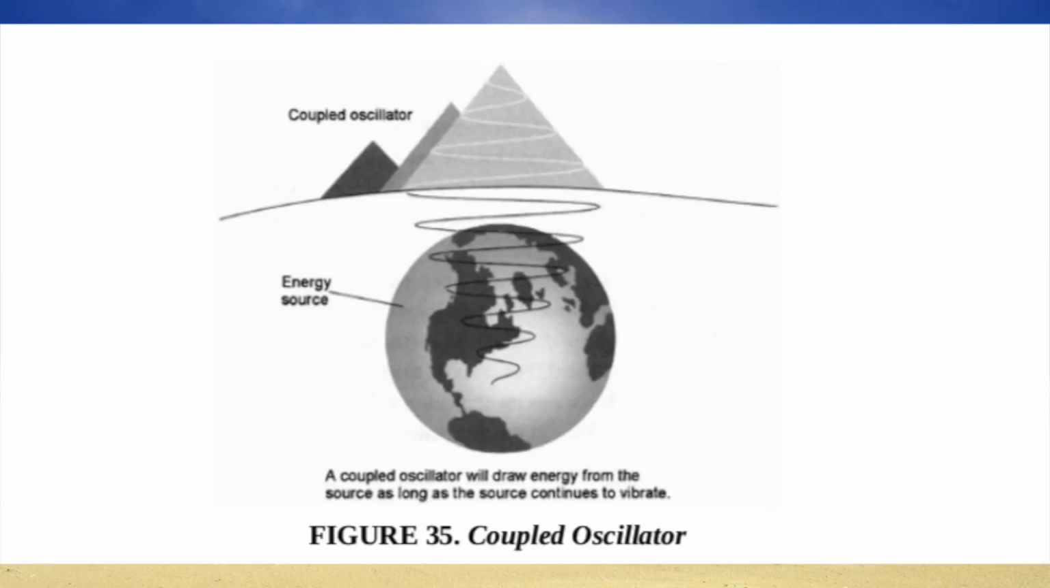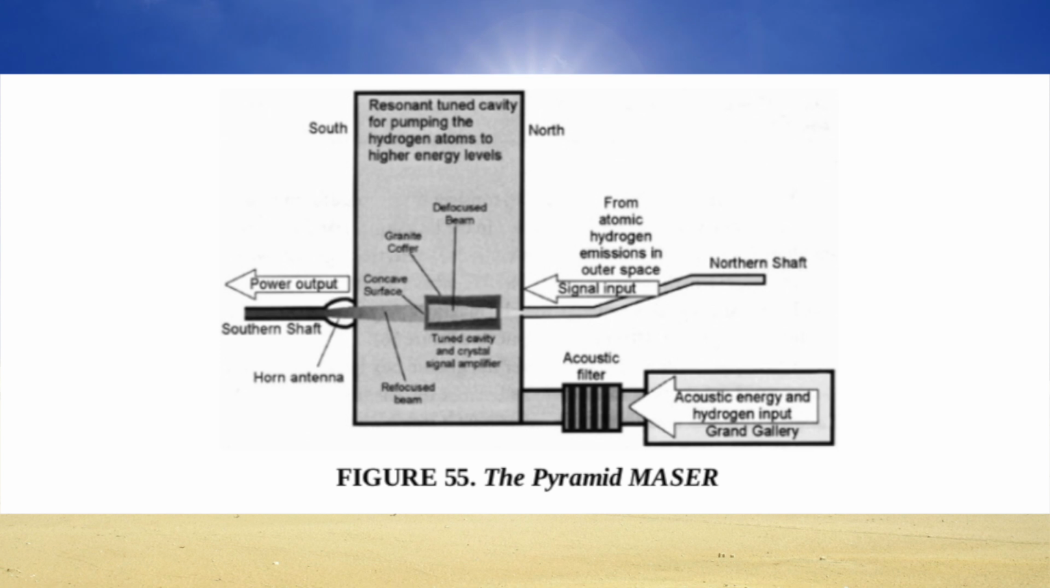Let's look at a picture of what is supposedly going on just to get our heads into the right space. Energy comes into the chamber in the form of sound. This is vibrational energy from the earth, which has been translated into sound forms by the Helmholtz resonators lined up in the Grand Gallery. Also coming into the King's Chamber via the northern shaft is the signal input of the three-stage microwave amplifier. We'll come back to this in a second.